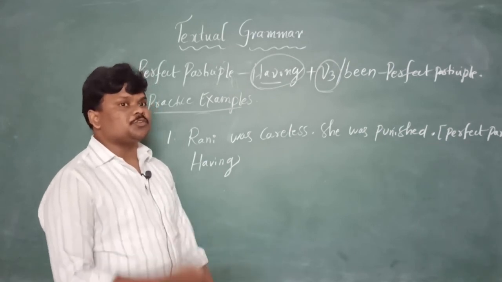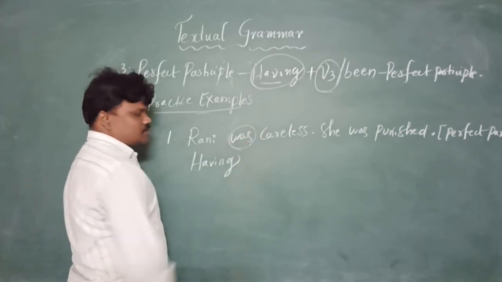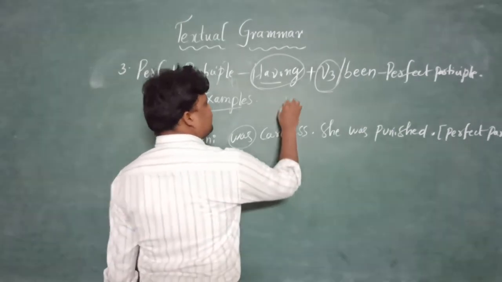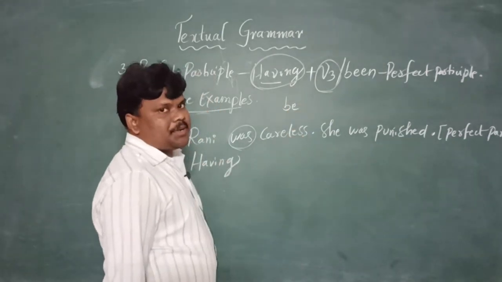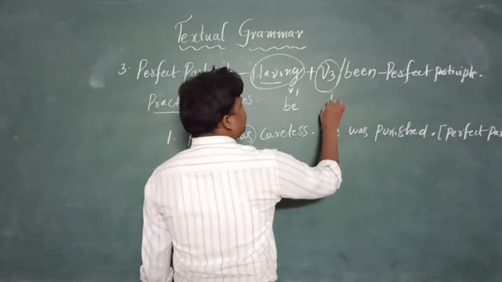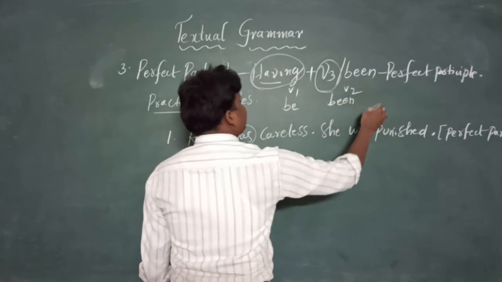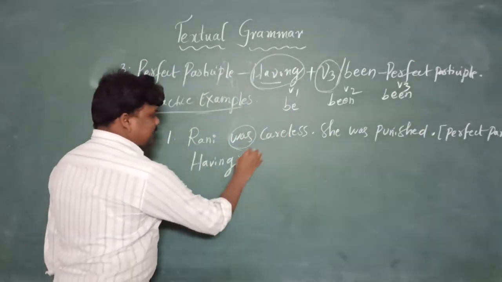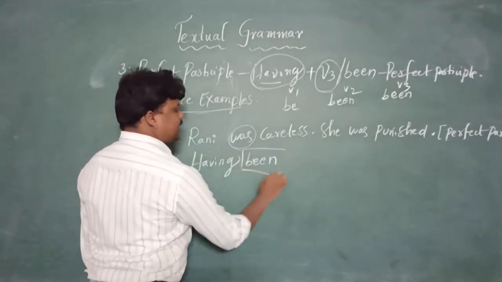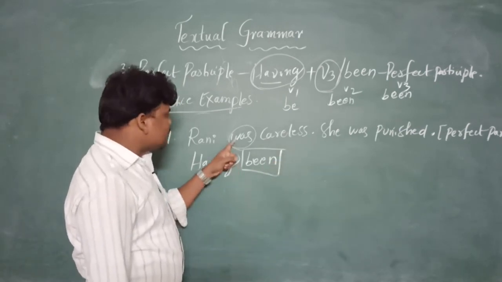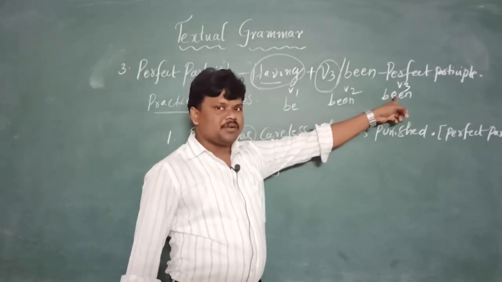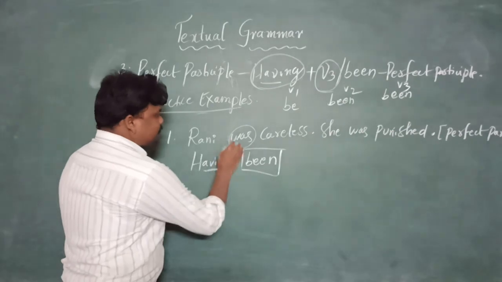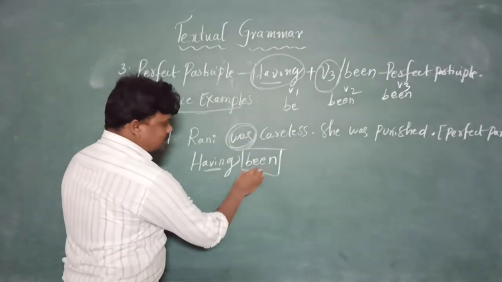Then how do we need to do? What is V3 for was? In the English language, was is a be form. Be is called V1, was is V2, and been is called V3. So we need to write having been. What is V3 for was? Been. So after having, if there is no main verb, we need to write been compulsory.